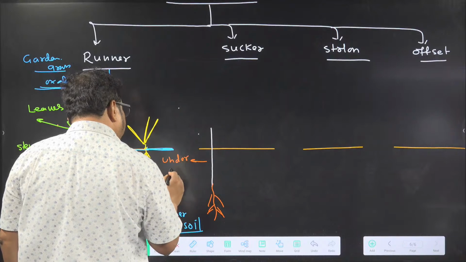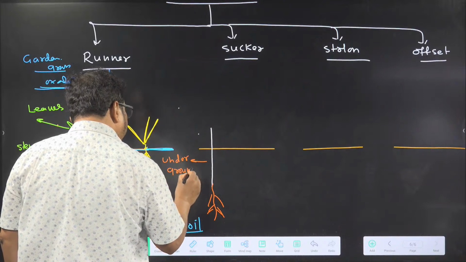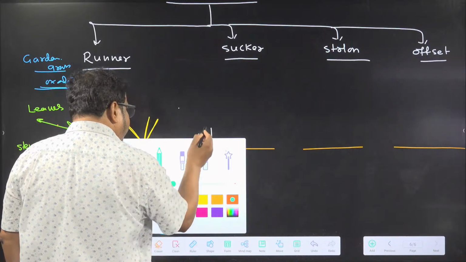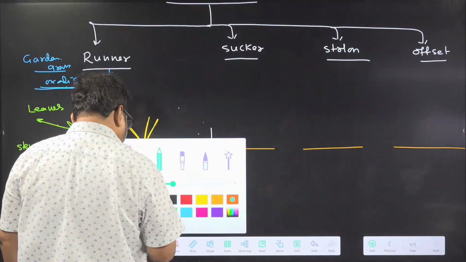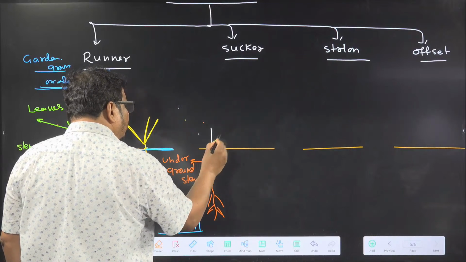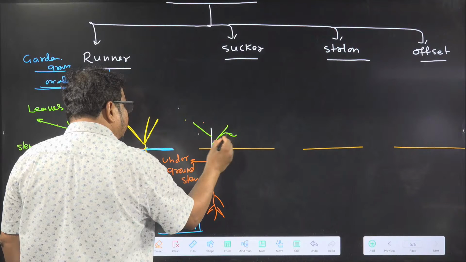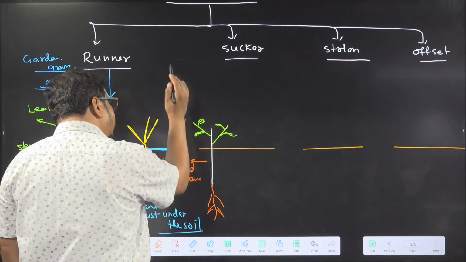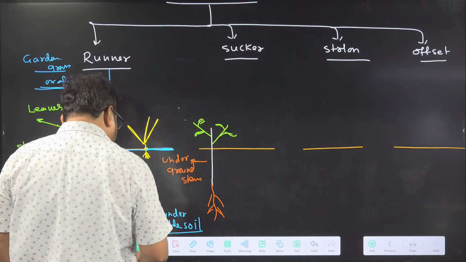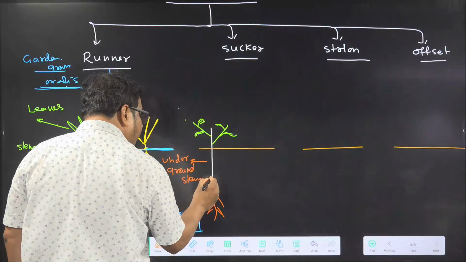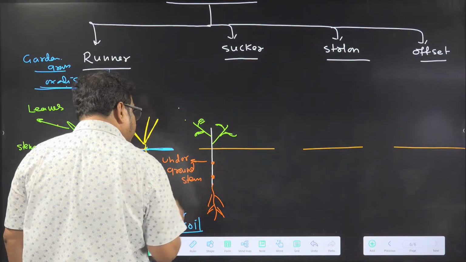I am telling you sucker. Underground stem. So if it is underground stem and it is the stem above the ground, here who is arising? Branches are arising, leaves are arising. Understanding the idea or not? That is above the ground which is happening. It is under the ground. Under the ground also node is there, na? Because it is a stem. Node is there. These are the nodes.